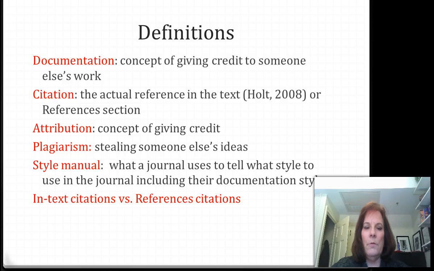Attribution. Attribution means that you are giving credit to someone else. So you might, in a sentence, say, he notes. Who notes? You have already given the citation, Holt, and now the next sentence, you say he. Or if there's several authors, you say they. That word they or he is giving attribution. It is saying this is still the other author's work, not my own. Plagiarism is stealing someone else's ideas in the way that I've just described in several different ways.